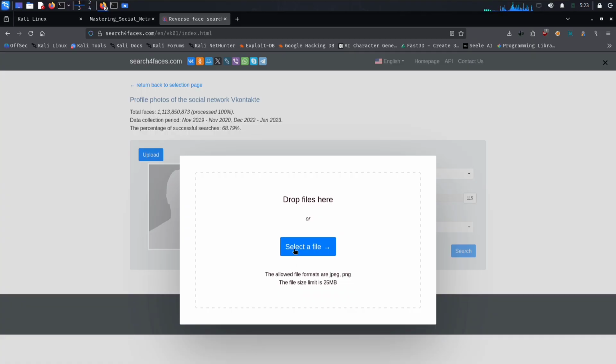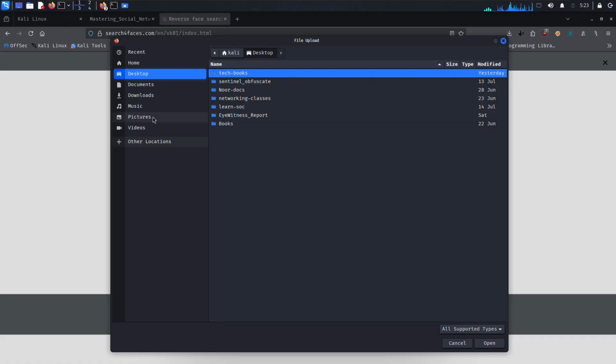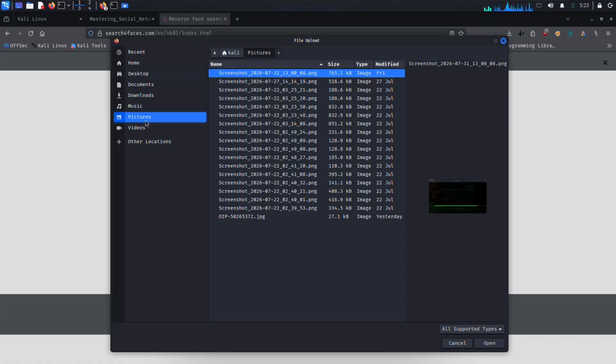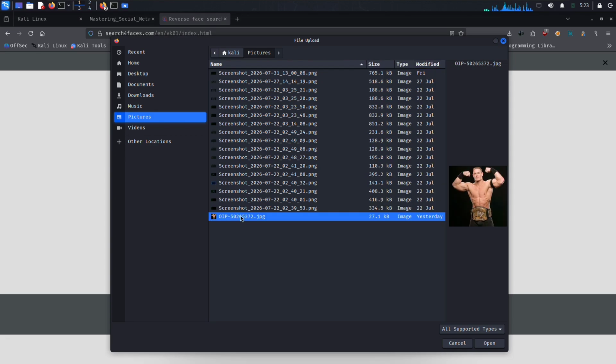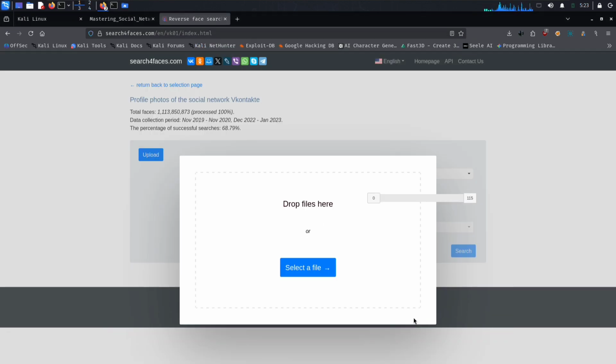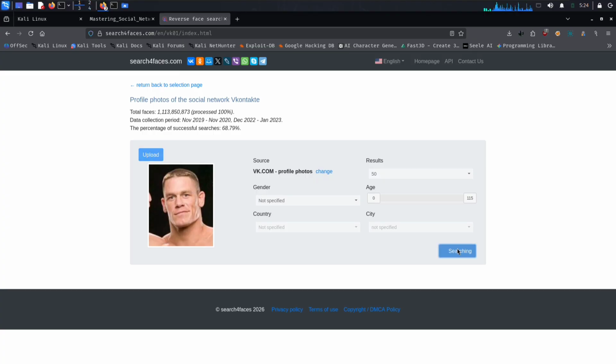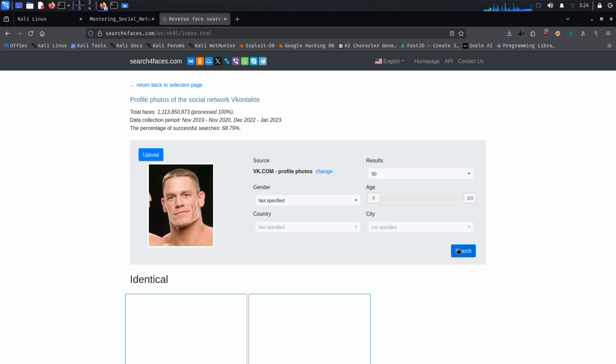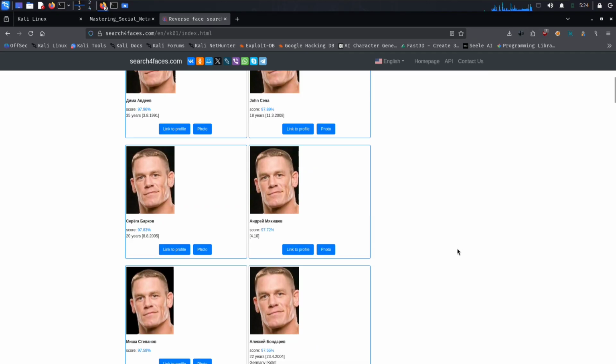The service may take some time to process the image and compare it against its available database. Once the search is complete, you'll receive a collection of matching or visually similar results. Don't simply assume that every result is accurate. Instead, examine the results and compare them with the original source, image context, profile information, dates, and other independent indicators. This verification step is extremely important in OSINT.